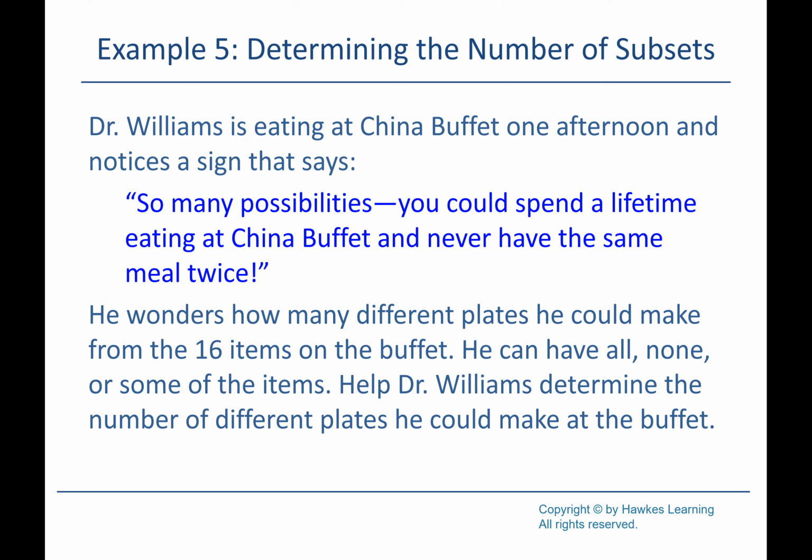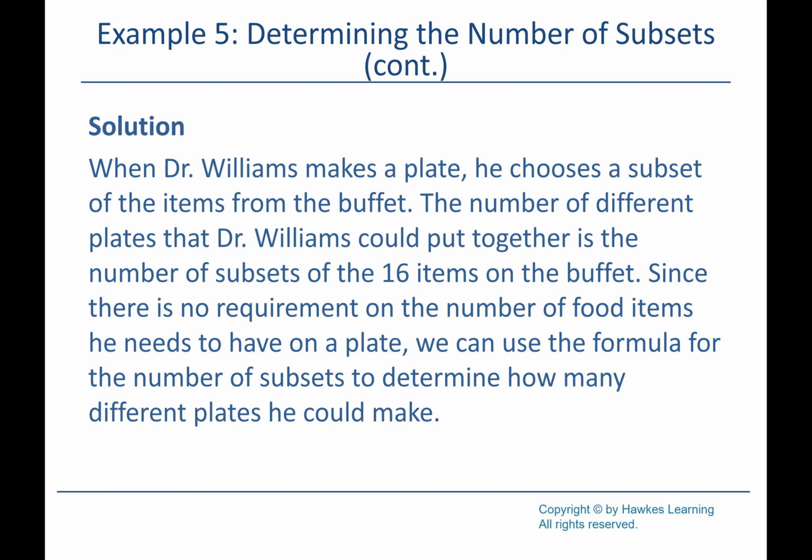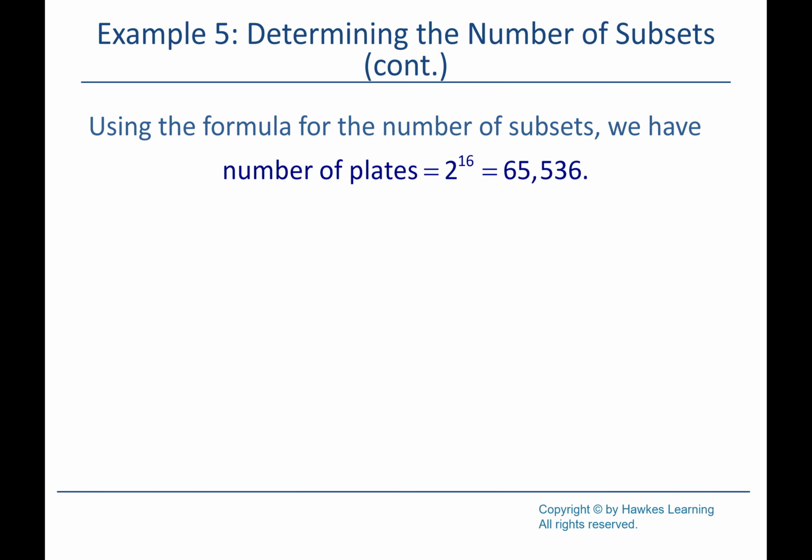So if we do 2 to the 16th power, we should get 65,536 different subsets for different meals. We don't have to subtract 1 here because if he eats everything, we're counting that, that's okay.